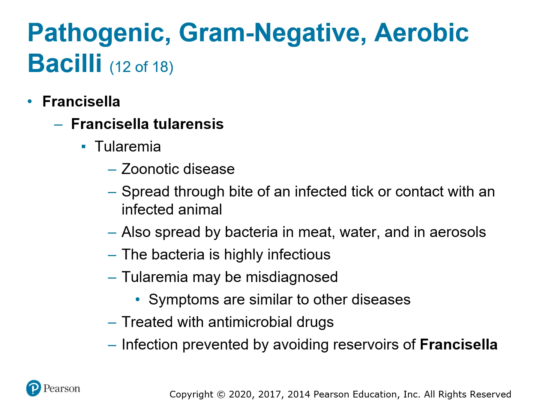Tularemia is a zoonotic disease. So zoonotic means that you can get it from an animal. It's spread through the bite of an infected tick or contact with an infected animal. It also can spread in meat, water, and aerosols. The bacteria is highly infectious. It can be misdiagnosed. The symptoms are similar to several other diseases. It's treated with antimicrobial drugs, and infection is prevented by avoiding reservoirs of Francisella.